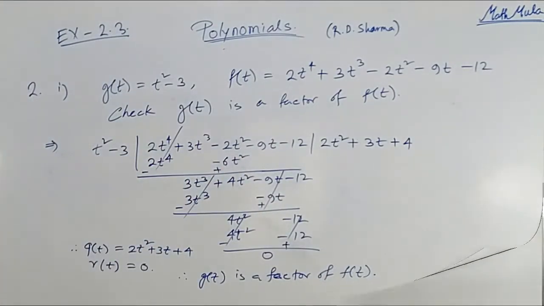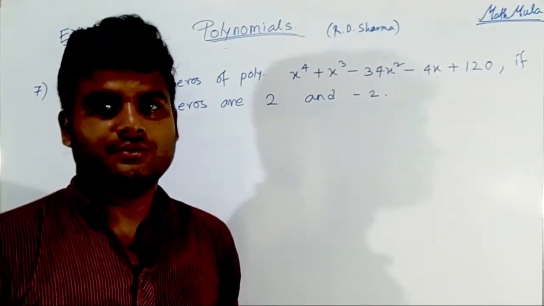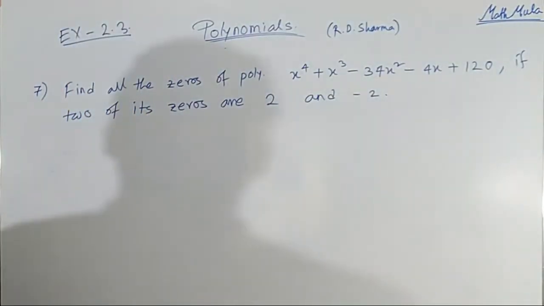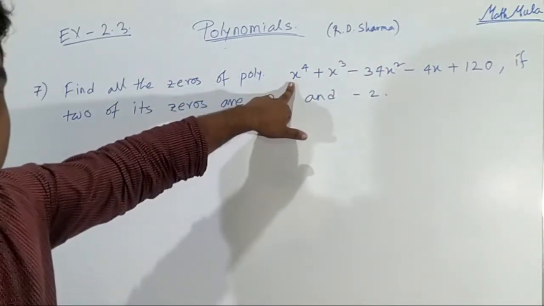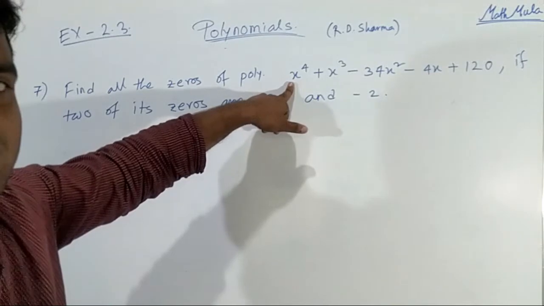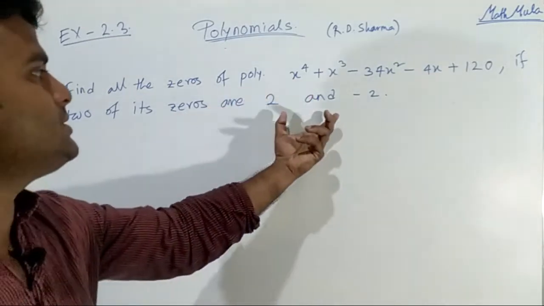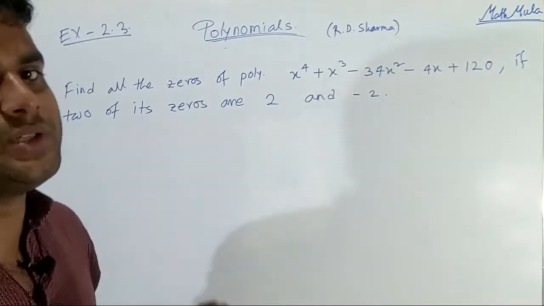Now we solve sum number 7. Find all the zeros of the polynomial x to the power 4 plus x to the power 3 minus 34x square minus 4x plus 120, if two of its zeros are 2 and minus 2. This is a biquadratic polynomial. That means it has a maximum of 4 zeros and 2 zeros are given. So you have to find out the remaining 2 zeros.